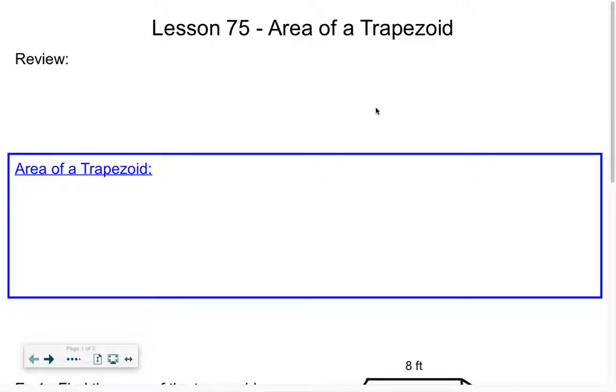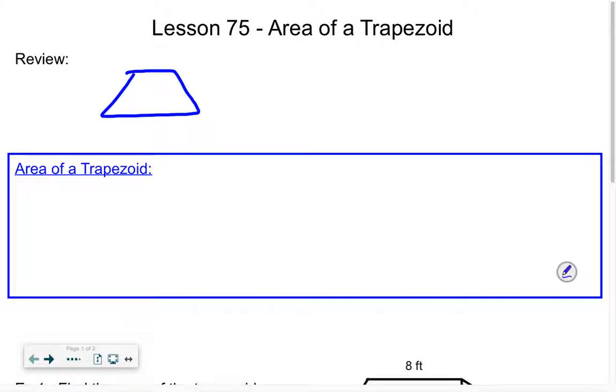For lesson 75, we're getting back into the geometry world, and we're looking at a particular polygon today, and that polygon being the trapezoid. So the main focus for this lesson is just figuring out how to find the area of that trapezoid. If we review a little bit, recall a trapezoid can be viewed a number of different ways.